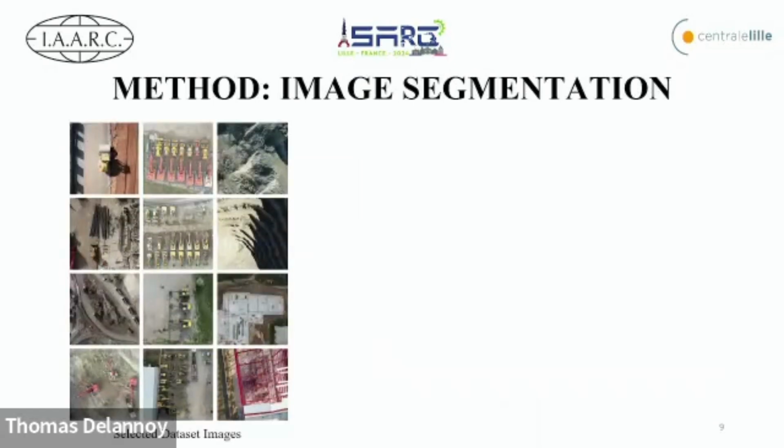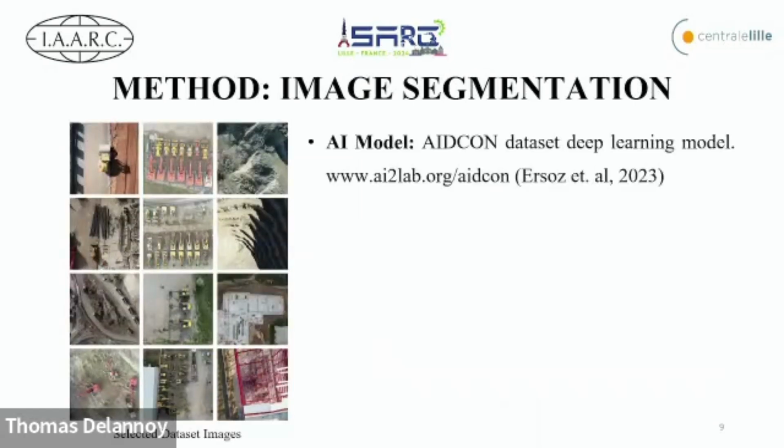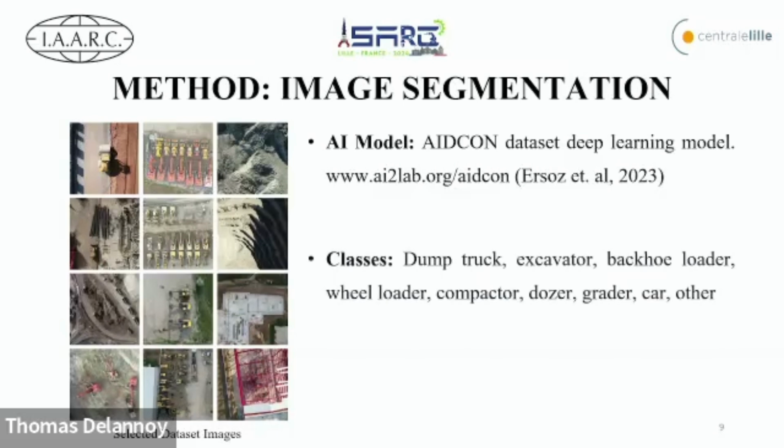For image segmentation, we used our own dataset called AIDCON, the Aerial Image Dataset for Construction, accessible from this website. In this dataset, we labeled 9 distinct classes: dump truck, excavator, backhoe loader, wheel loader, compactor, dozer, grader, car, and one last class, other. The less commonly seen machineries in the construction area are also grouped under the other category.